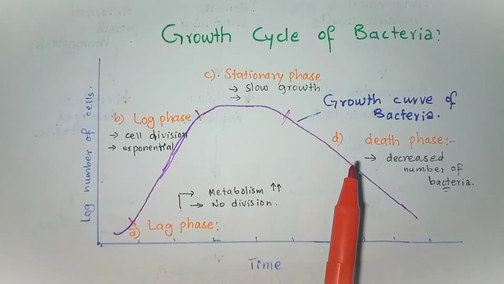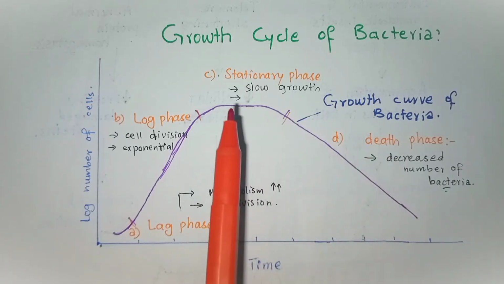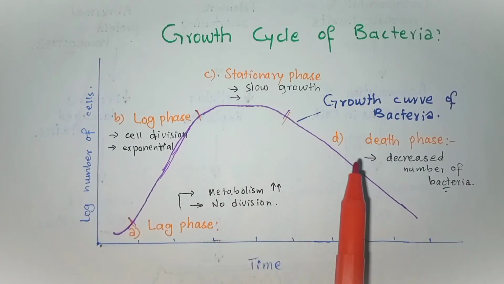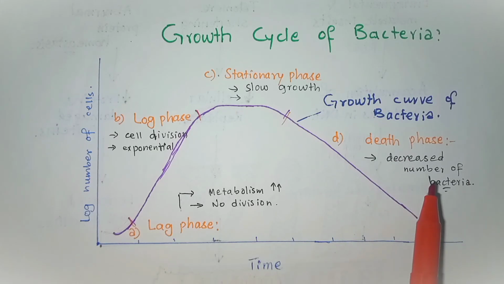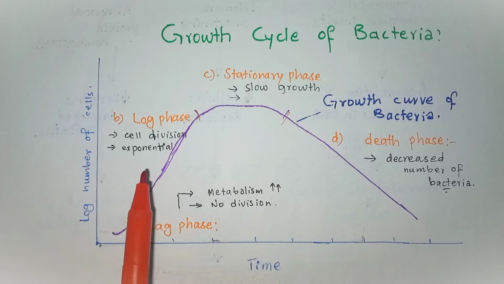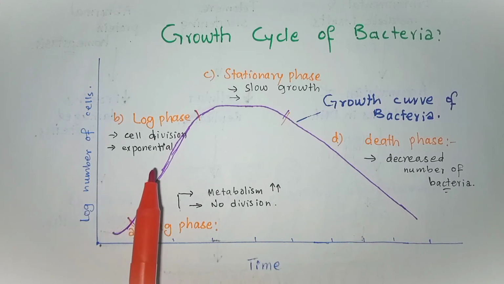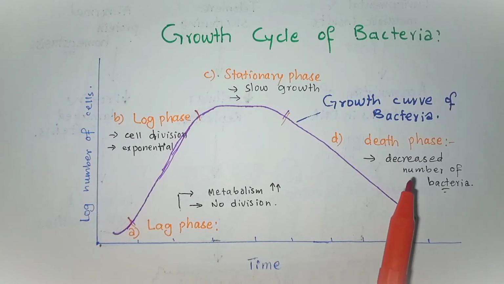Then the final phase, or the decline phase. This is the last, terminating phase of the growth cycle of bacteria. The final phase is the death phase, which is marked by a decline in the number of viable bacteria. So the death of bacteria is high as compared to cell division or new production of bacterial cells. So this is the death phase of the bacteria.